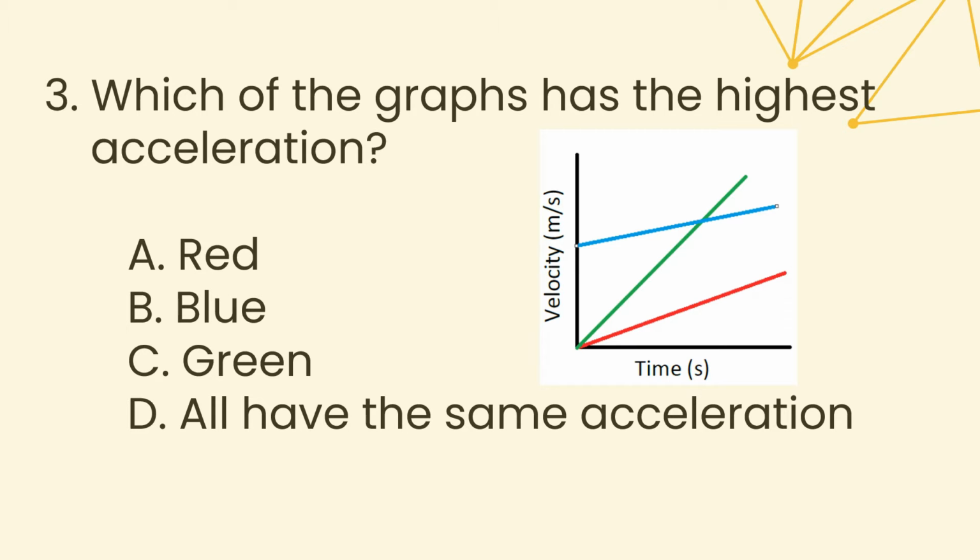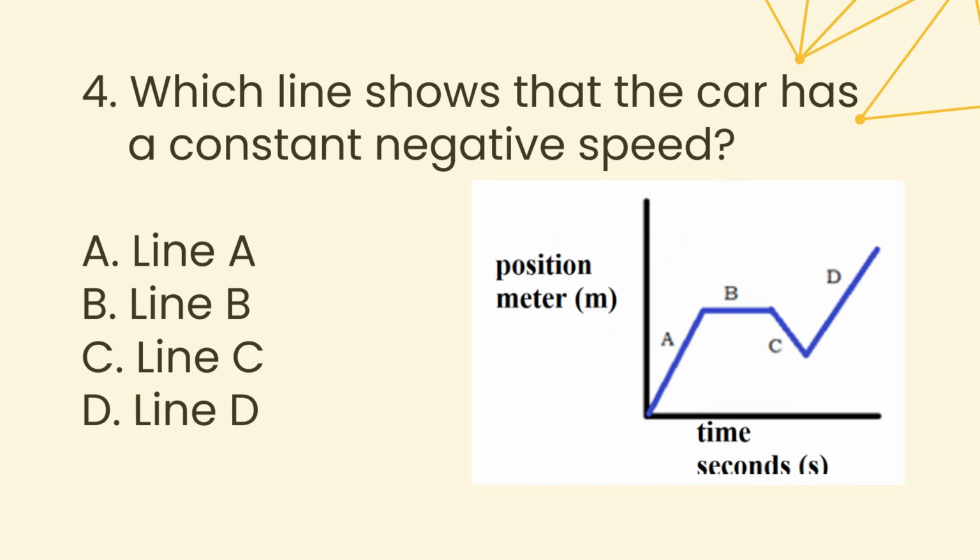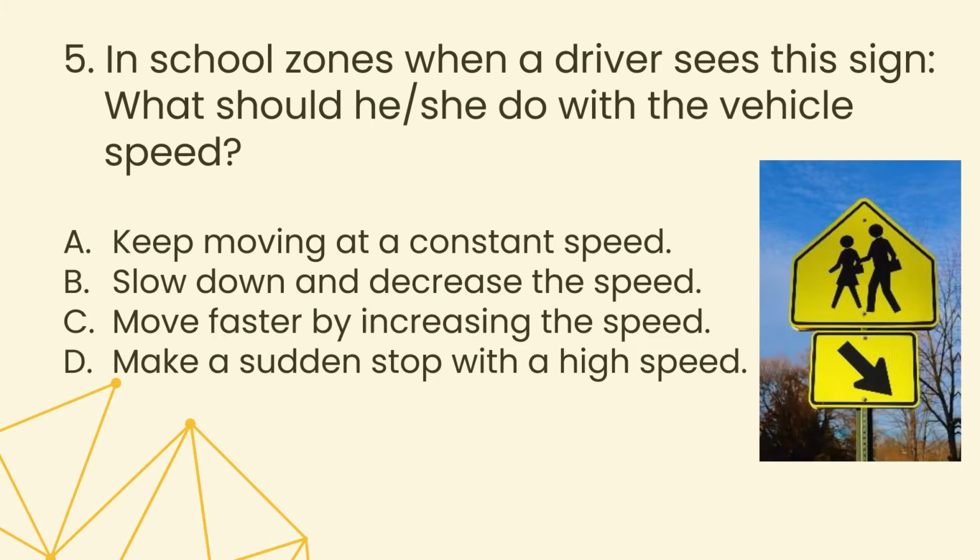You can pause the video if you need more time in answering. 4. Which line shows that the car has a constant negative speed? 5. In school zones, when a driver sees this sign, what should he or she do with the vehicle's speed?